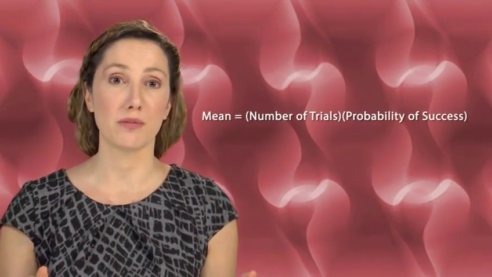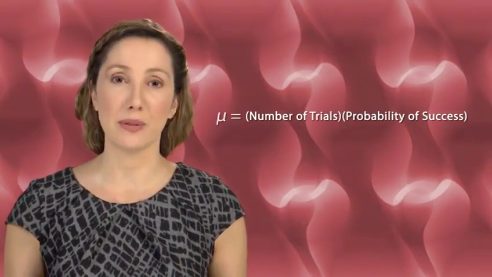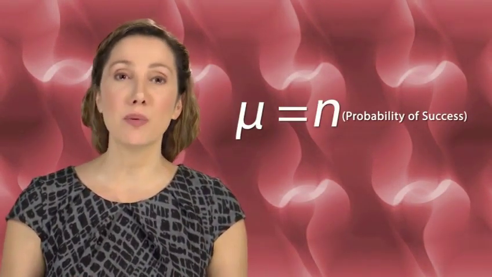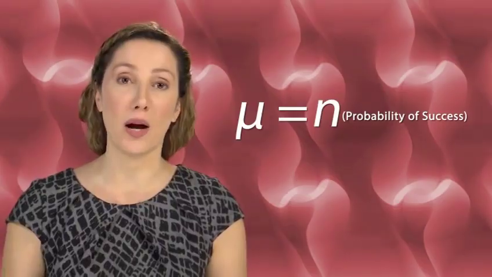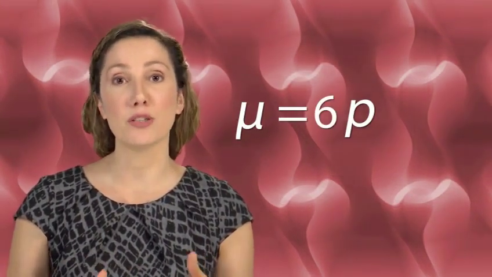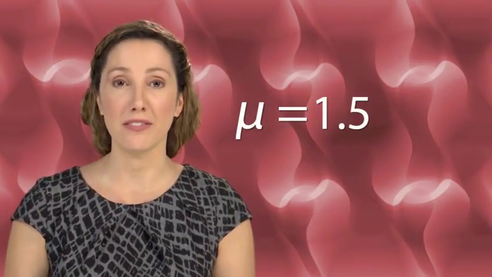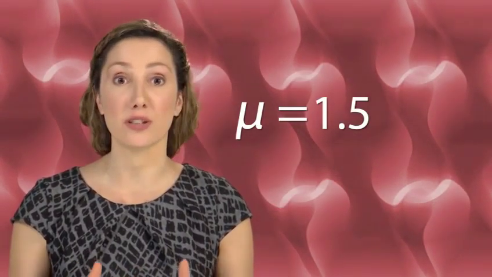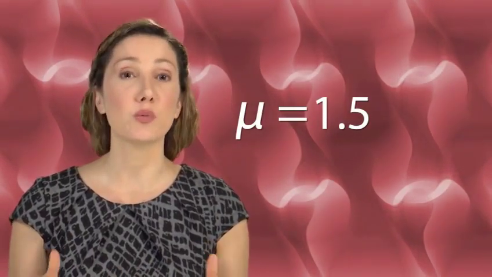Public health officials might want to find the mean of this distribution. Luckily, we can calculate this pretty easily. We just multiply the number of trials, n, times the probability of success in an individual trial, p. In this case, we would multiply 6 by 0.25 to get 1.5. So the mean number of children with sickle cell disease in families of 6 children where both parents are carriers is 1.5. Of course, no family has 1.5 children. This number is the statistical average.